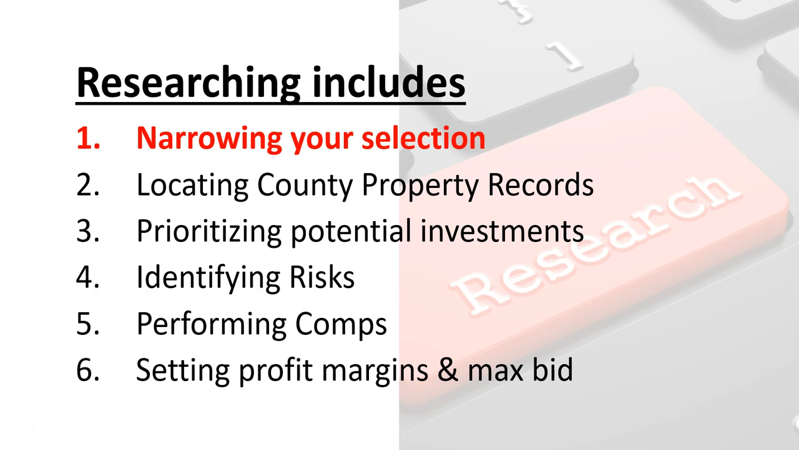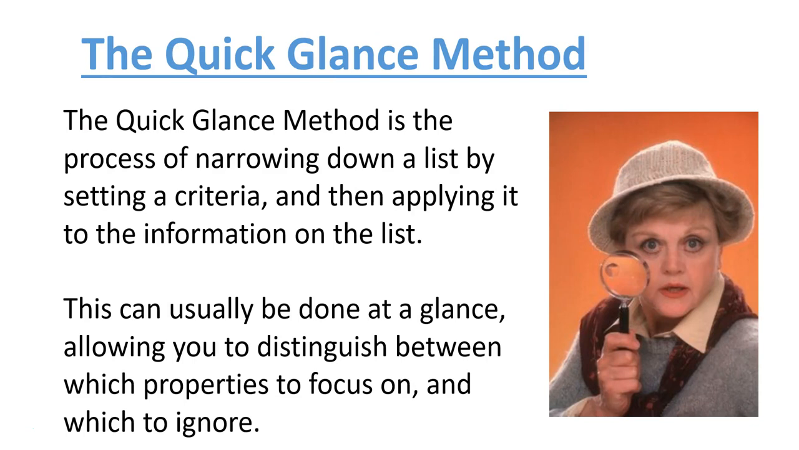Well, one of the systems that Steve and I came up with a while ago was called the quick glance method, and this is a way that we narrow down lists, and the idea behind it is really simple. I think it's something that we do almost naturally, and that is you need to set a criteria on the list using the information that is available and applying that criteria to try to narrow down your selection. So it can normally be done at a glance, and the purpose behind it is to help you distinguish between which properties you want to focus on and which ones you want to ignore.